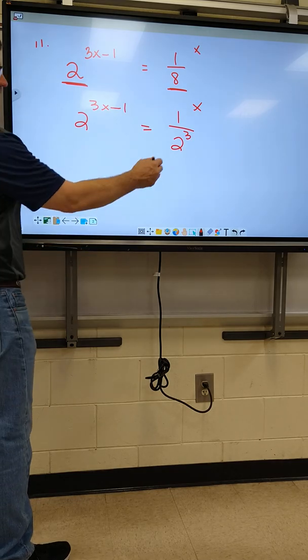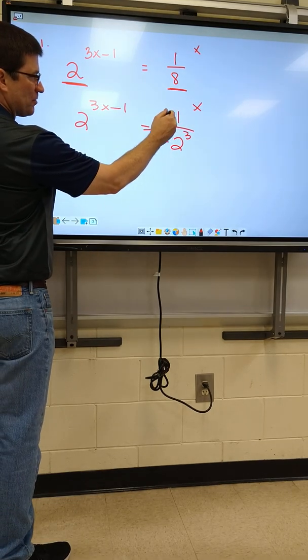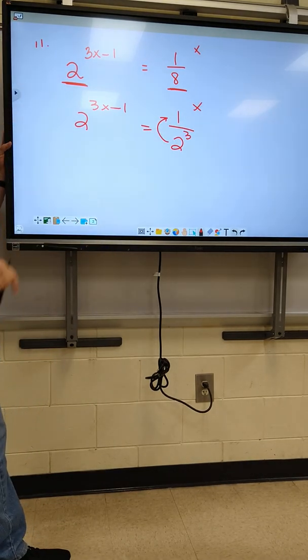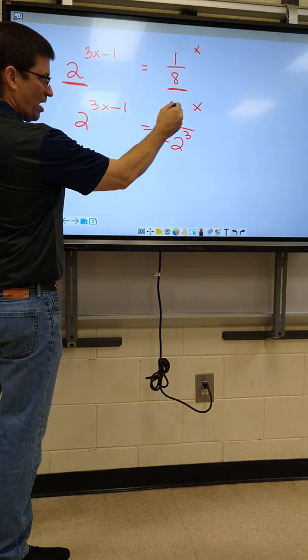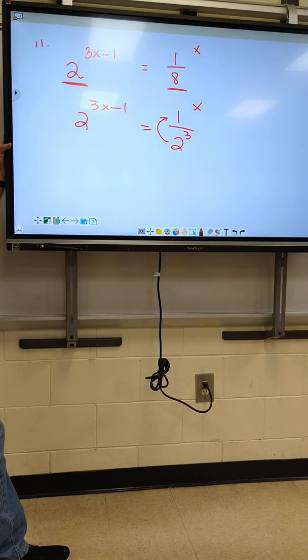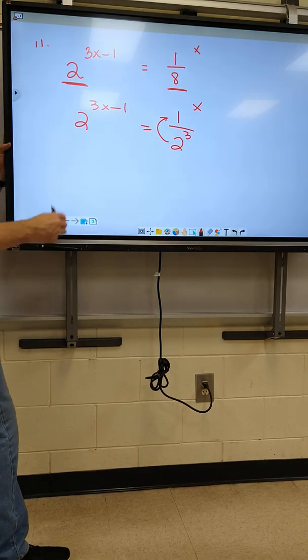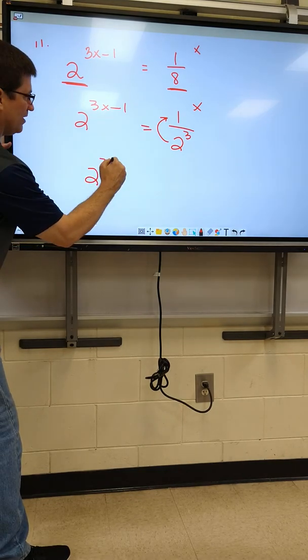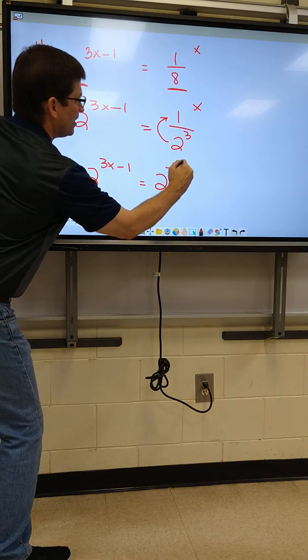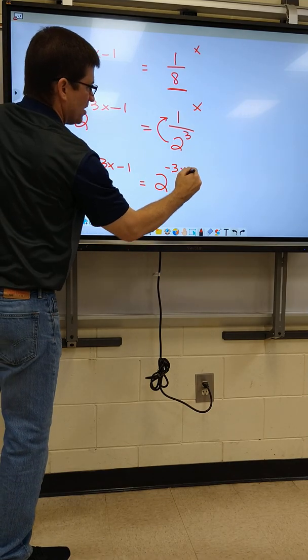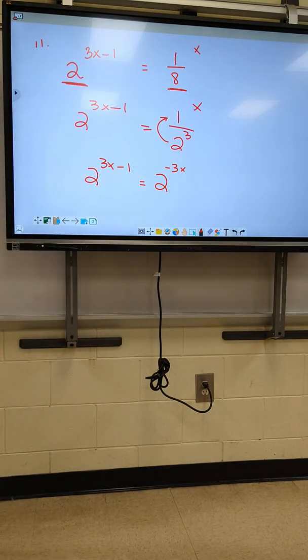All right, next step. Y'all have to move 2 to the third to the top of the fraction. You can't leave it on the bottom. Does anybody remember from last year, when you move that exponent, or that number up to the top, what happens to the exponent? It becomes a negative 3. So 2 to the negative third. So now it looks like this. 2 to the negative 3, and the x just stays up there. Where did the 1 go? 1 times 2 is 2, so the 1 kind of went away.